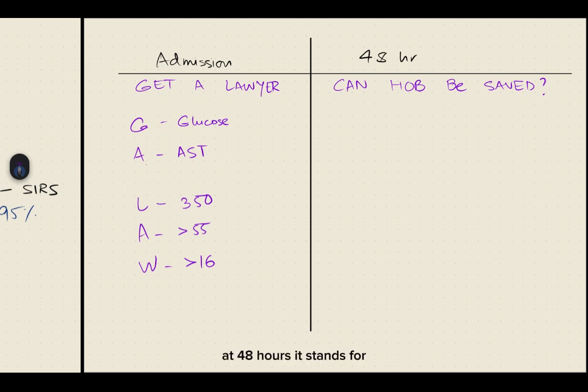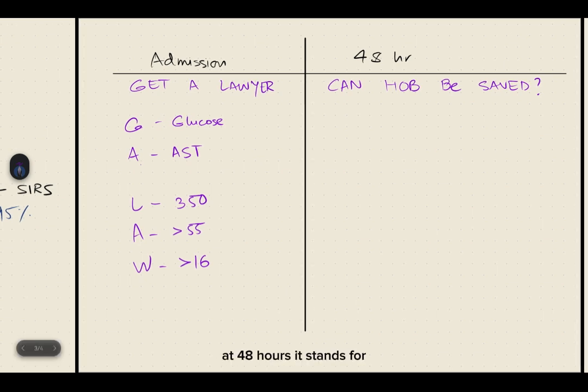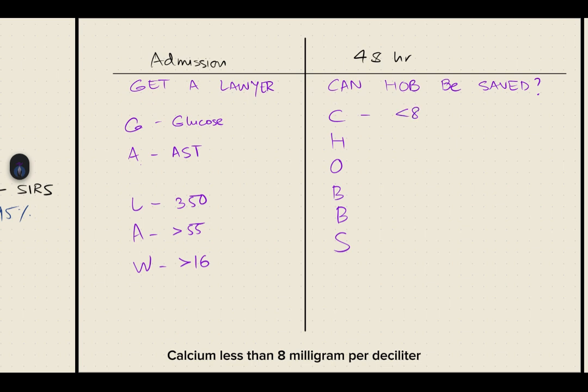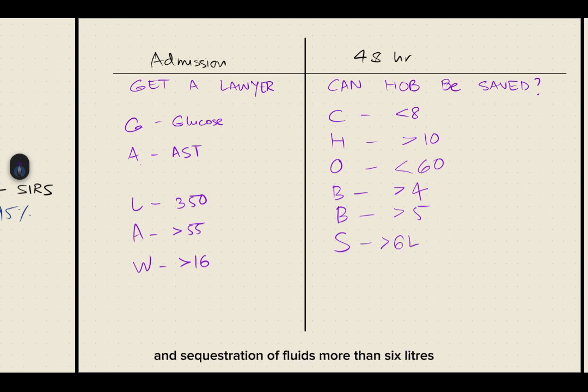At 48 hours, it stands for calcium less than 8 milligram per deciliter, hematocrit drop more than 10 units, PaO2 less than 60, base deficit more than 4, blood urea nitrogen more than 5, and sequestration of fluids more than 6 liters. So, this is an easy way to remember Ranson criteria.